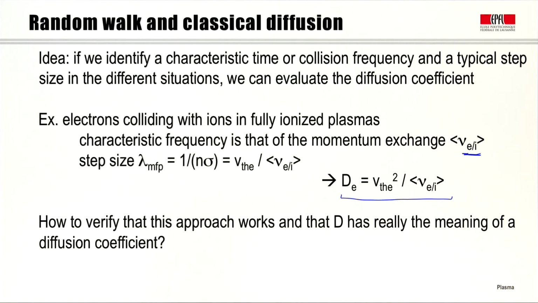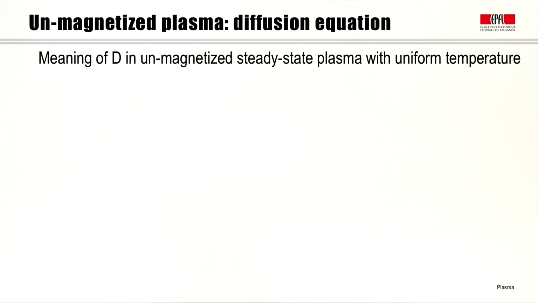The question is, can we verify, at least in a simple case, that this approach works and that D has indeed the meaning of a diffusion coefficient? And I propose to do that in the case of an unmagnetized steady-state plasma with uniform temperature. So as simple as we can get, but yet a typical case in which we'll try to interpret D as a real diffusion coefficient. We start with the equation of motion for electrons or ions.